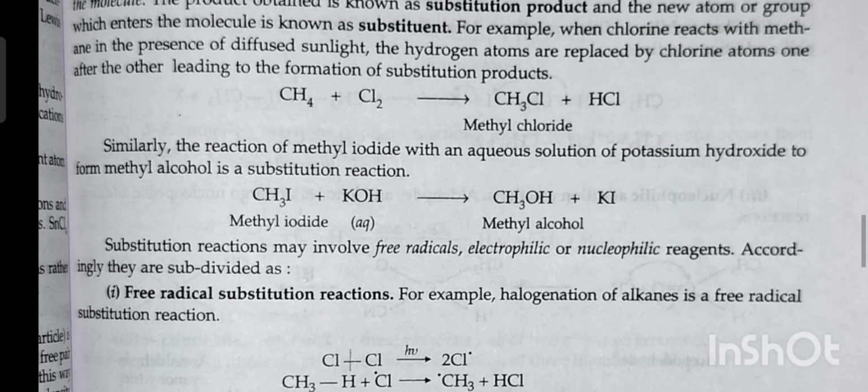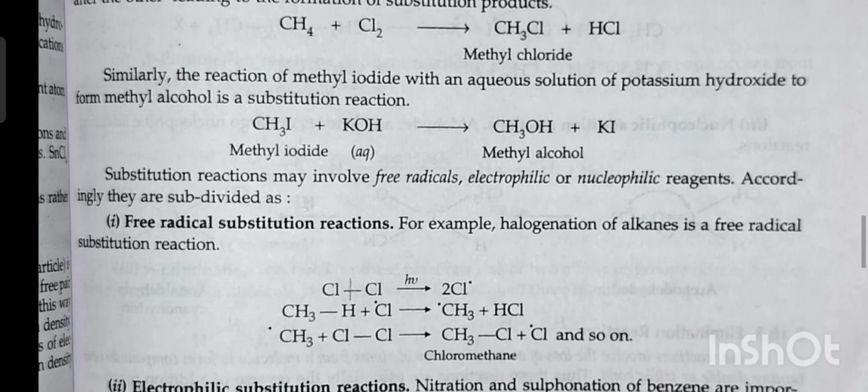Methane plus chlorine is converted into methyl chloride plus HCl. Similarly, the reaction of methyl iodide with an aqueous solution of potassium hydroxide to form methyl alcohol is a substitution reaction. Methyl iodide plus potassium hydroxide is converted into methyl alcohol plus potassium iodide.